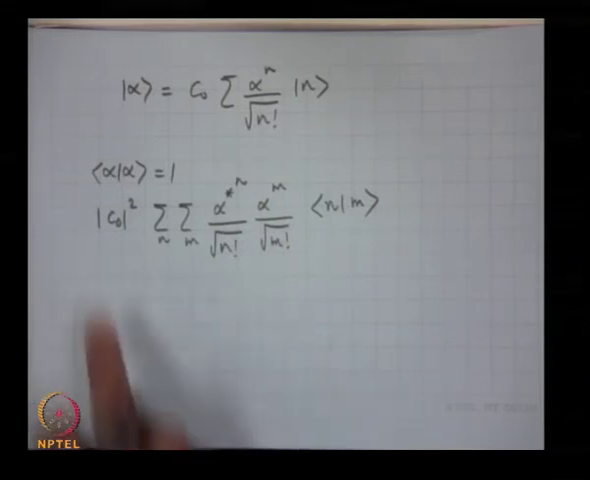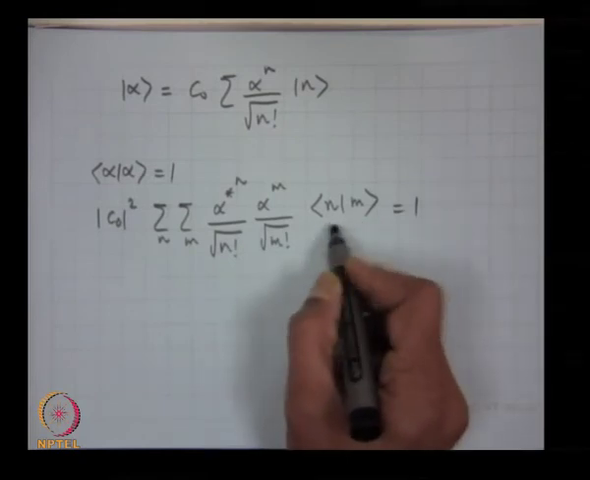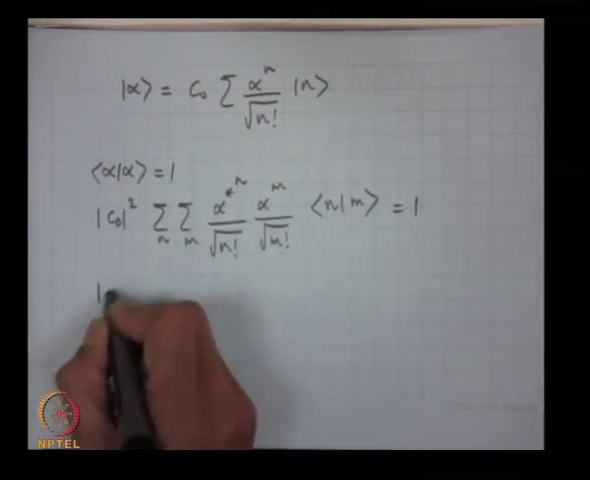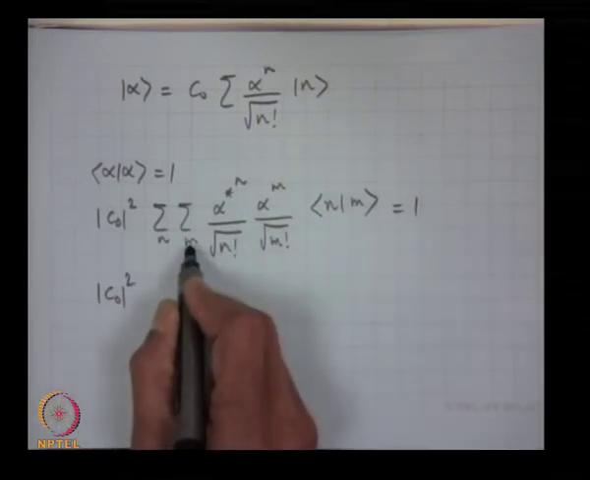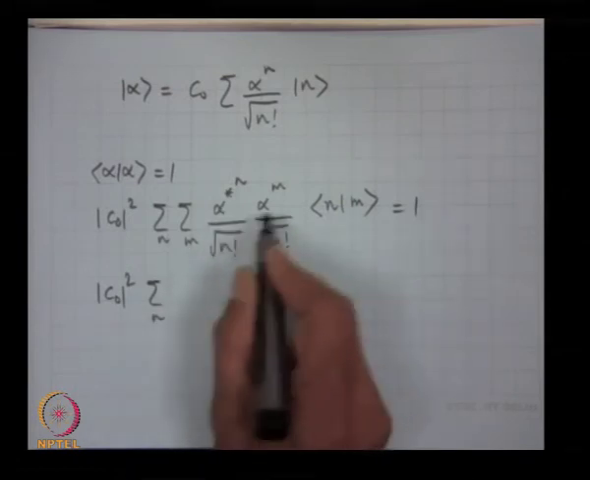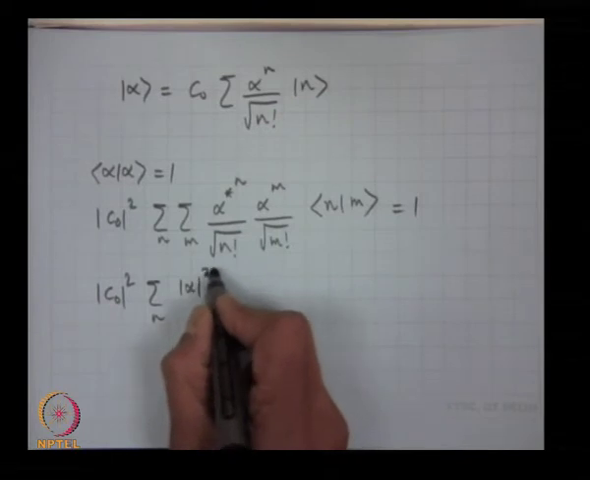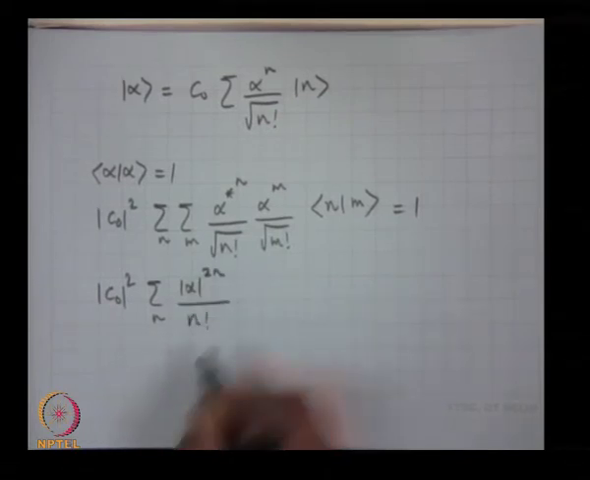So bra alpha is written as sigma n alpha star raised to the power n by square root of n factorial bra n into C0 star. Ket n is given by this, and so if I multiply this, what is this? This is delta nm. So this is mod C0 square. So one of the sums goes off. So m must be equal to n. So I get sigma n alpha star raised to the power n into alpha raised to the power n, which is mod alpha raised to the power 2n by n factorial, equal to 1.